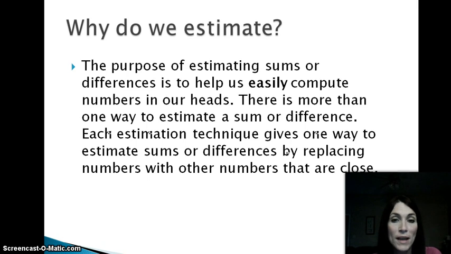And there's more than one way to estimate a sum or a difference. And this is what can make estimation tricky sometimes. I think sometimes in math, we kind of get stuck thinking there's only one right way to find an answer to a math problem. But hopefully you're learning this year that there are many strategies or ways that we can use to help get a correct answer. And in estimation, there are a lot of techniques that will give us ways to estimate sums or differences just by replacing numbers with other numbers that are close. And we're going to work with two of those tonight, the rounding strategy and the compatible number strategy.